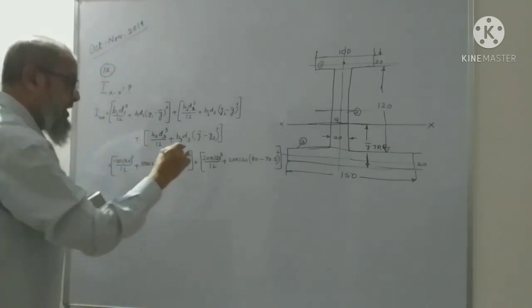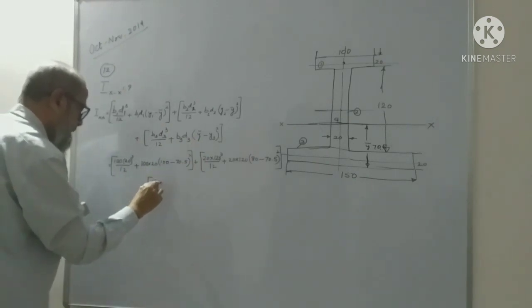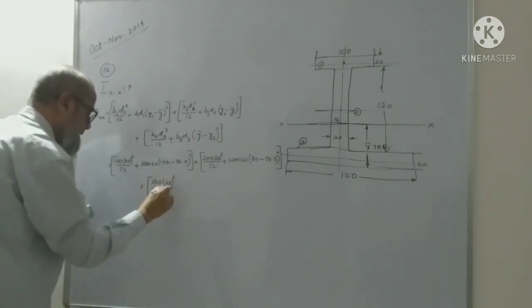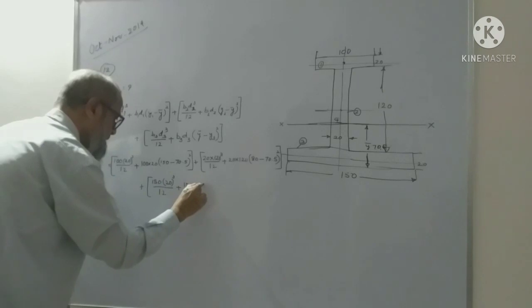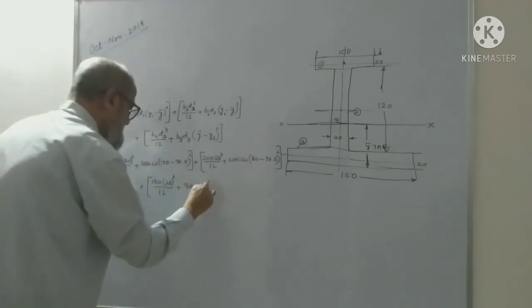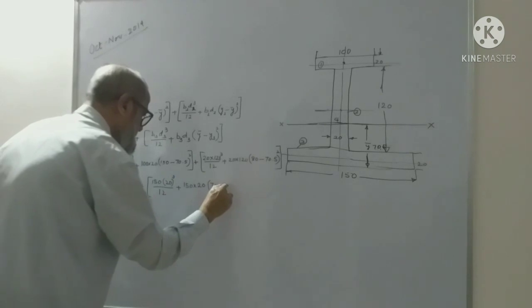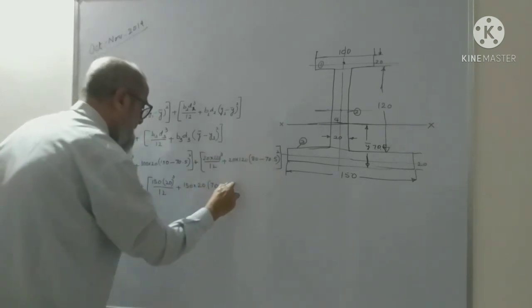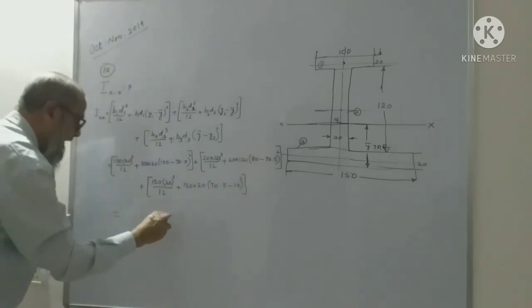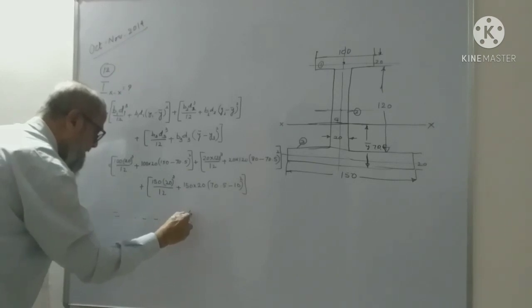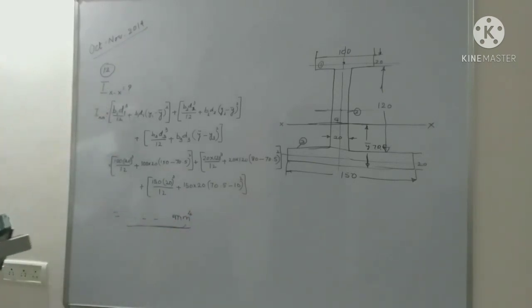Plus B3 D3 cube. B3 is 150. So 150 into 20 cube divided by 12 plus 150 into 20 into y bar, 70.5 minus Y3, which is 10, the whole square. You please simplify it and get the answer. The answer will come in so many mm to the power of 4. I think you have understood this. It is a repetition. I have done it, but somebody asked it, so I have done it once again. Thank you so much.